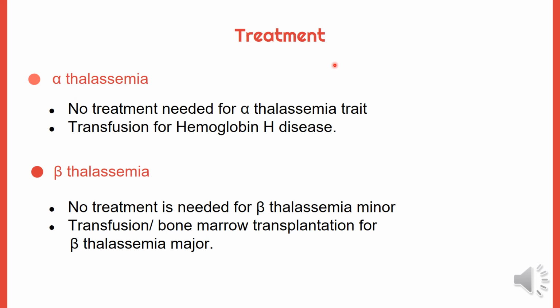Treatment of thalassemia. Alpha-thalassemia. There is no treatment needed for alpha-thalassemia trait, while transfusion is used for hemoglobin H disease. Beta-thalassemia. No treatment is needed for beta-thalassemia minor, and transfusion or bone marrow transplantation for beta-thalassemia major.